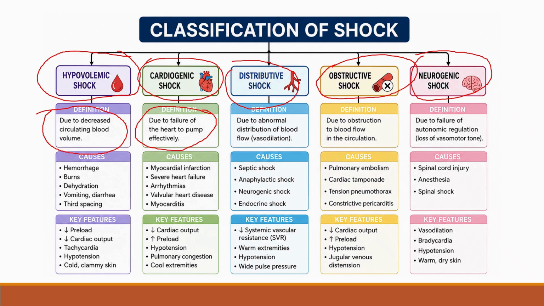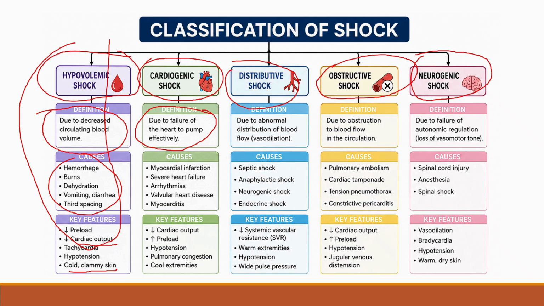So what are the causes for hypovolemic shock? There are many reasons: hemorrhage, burns, dehydration, vomiting, diarrhea, third spacing. So there are many causes which lead to hypovolemic shock. And the features: the preload in the arteries is reduced, cardiac output reduced, tachycardia, hypotension, cold clammy skin, that is because of hypotension. So this you need to remember, and it is very easy to remember here.